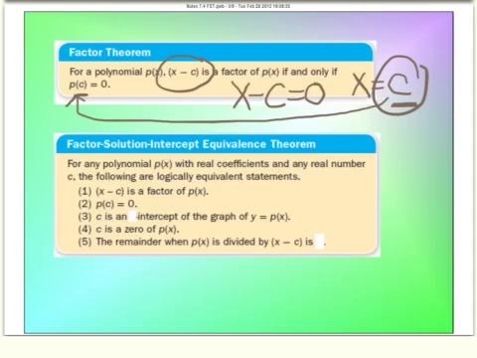Now, some other special features here. It says here, for any polynomial p of x with real coefficients and any real number c, the following are logically equivalent statements.